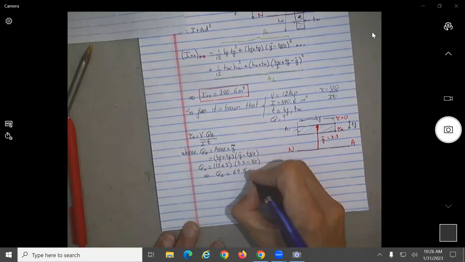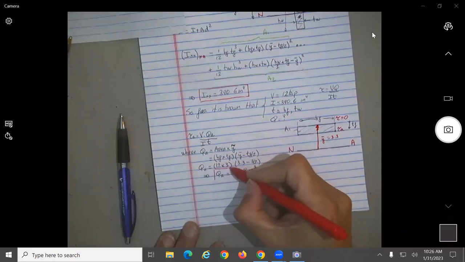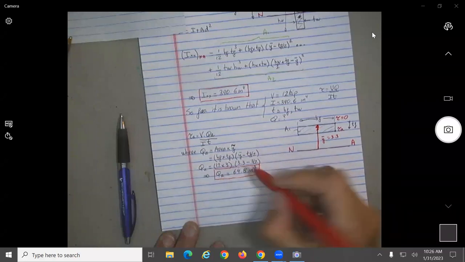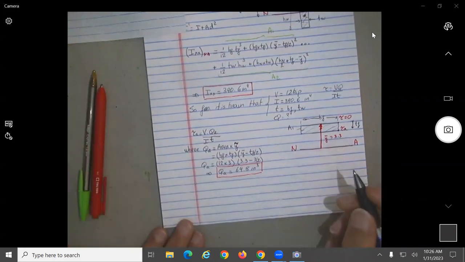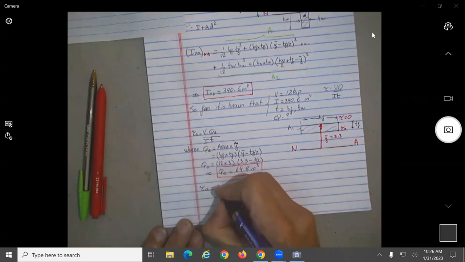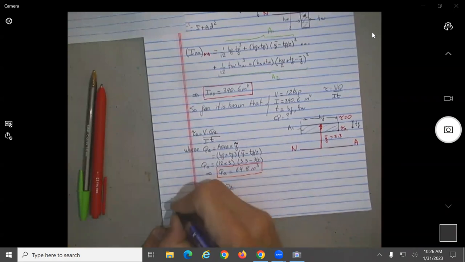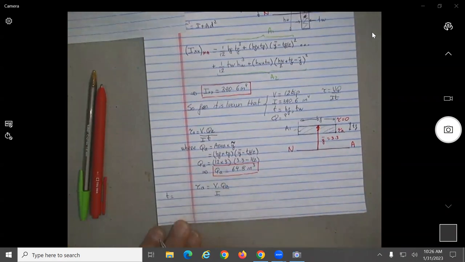64.8, and this, what should be the units of this? Inches to the third, perfect. So this is our middle step. So that now we can say what? That tau sub A will be equal to V Q sub A divided by I T. In this problem, what would be T? Will be B sub X, so I B sub X.